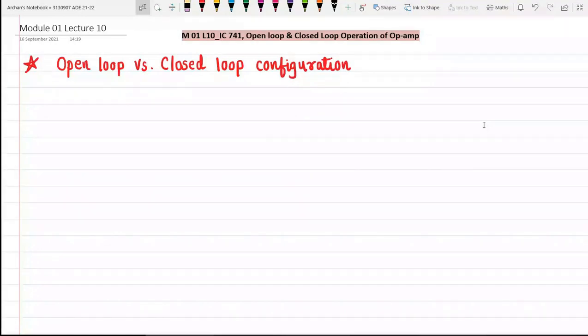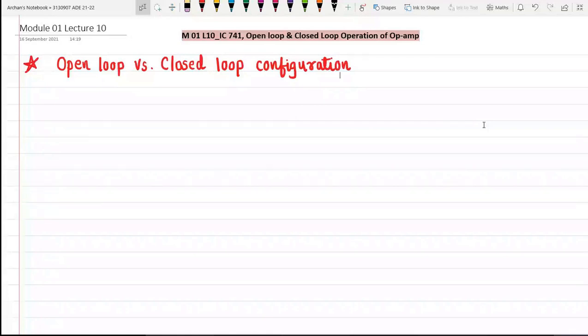Okay. As we know, the op-amp IC 741, which is manufactured by a number of companies, is used as an operational amplifier. Today we will see one typical concept of the operational amplifier working in open loop and closed loop configurations, whether open loop or closed loop is advantageous, and some assumptions made whenever we use the operational amplifier. Then we will look at the commercial IC 741 and its commercial parameters.